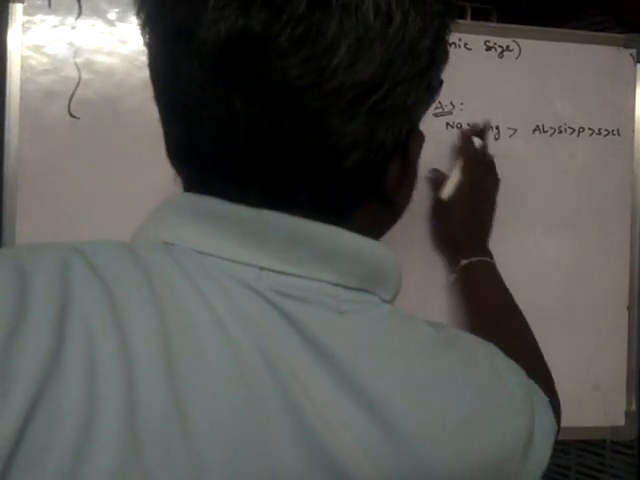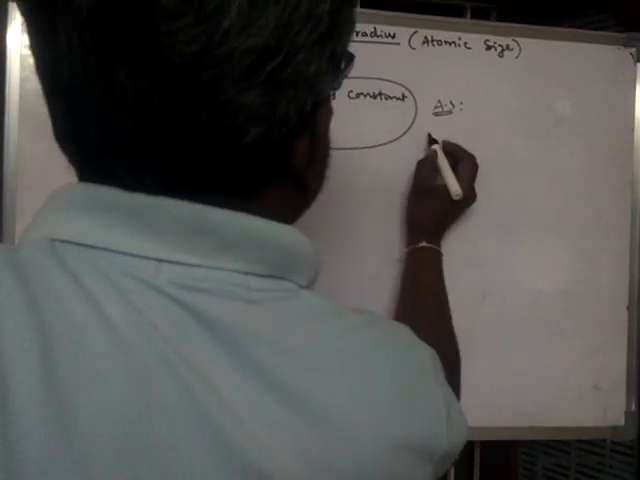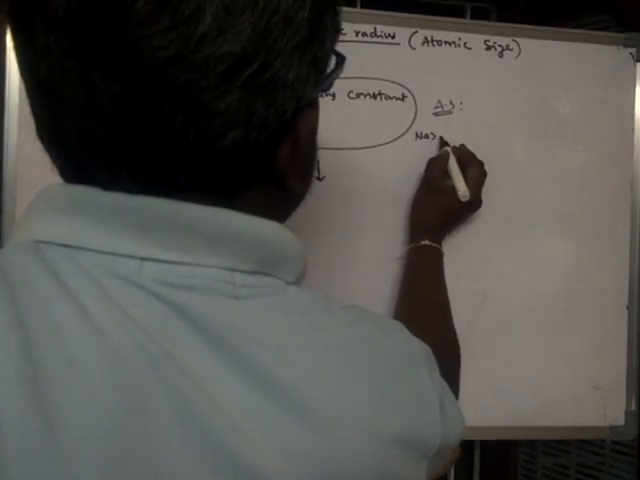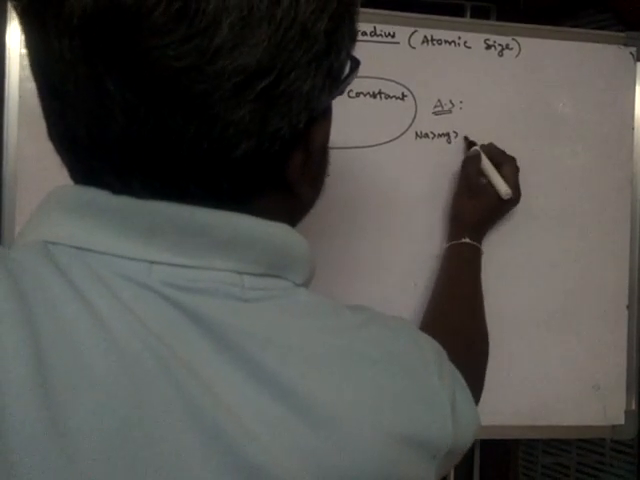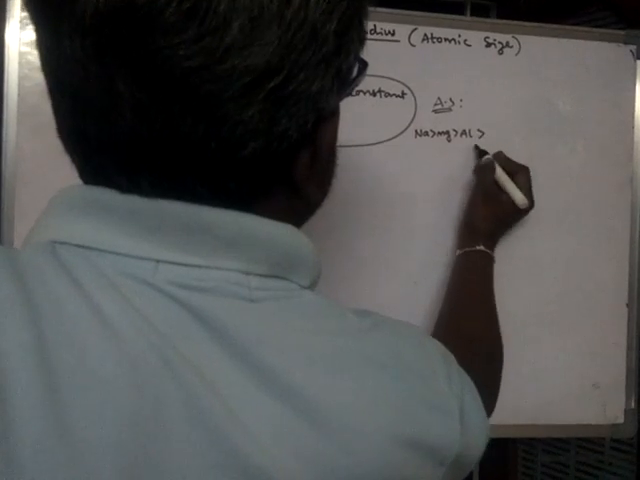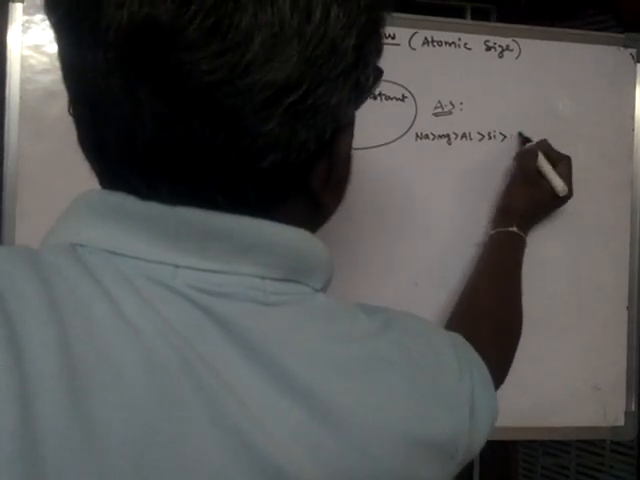Next to chlorine, I am writing this one again. From sodium to magnesium, size decreases. From magnesium to aluminum, it decreases still. It still decreases.